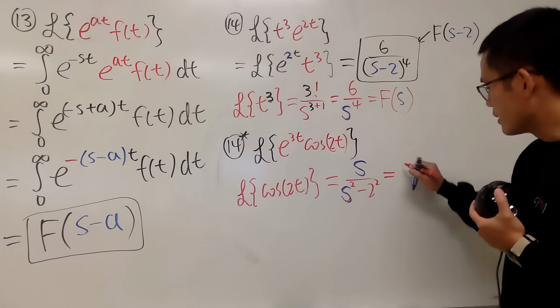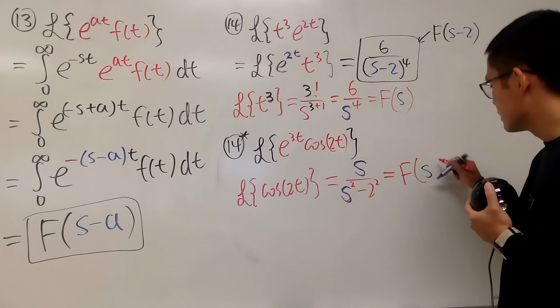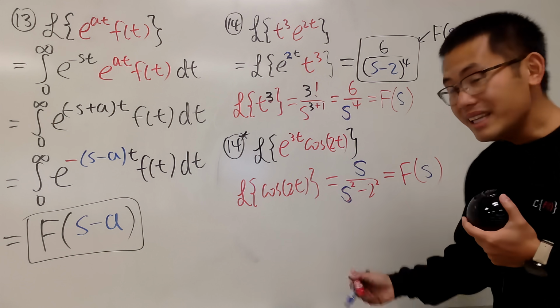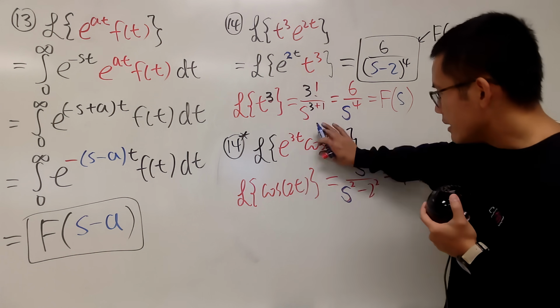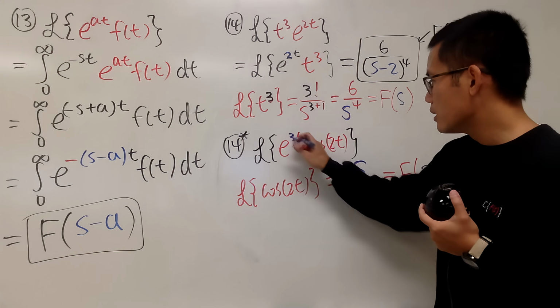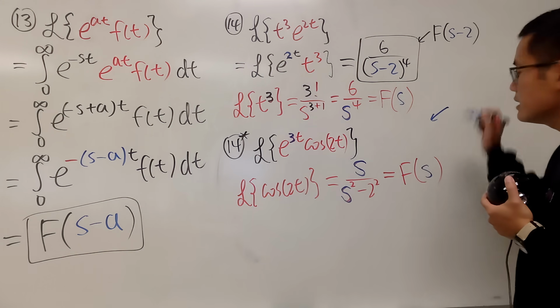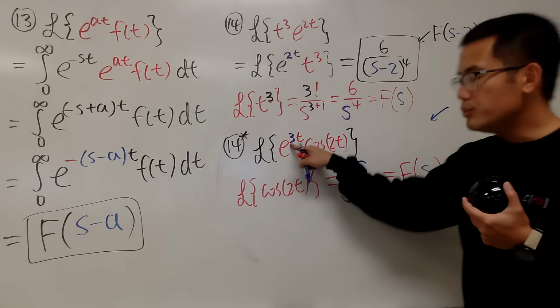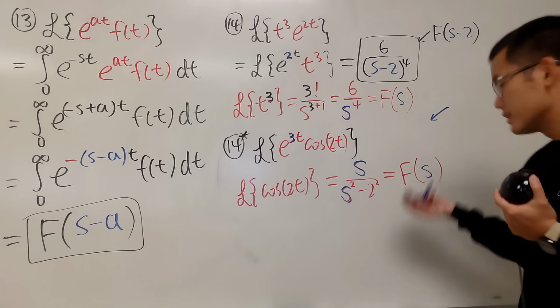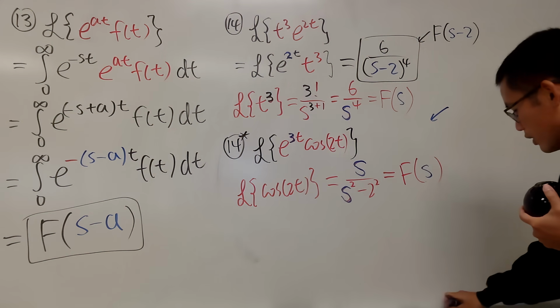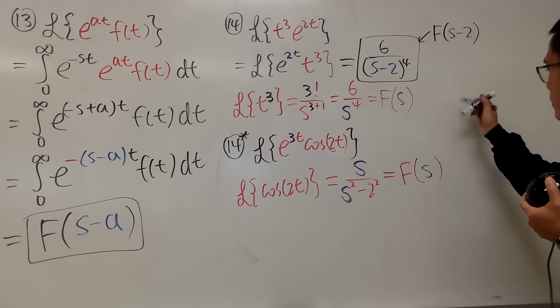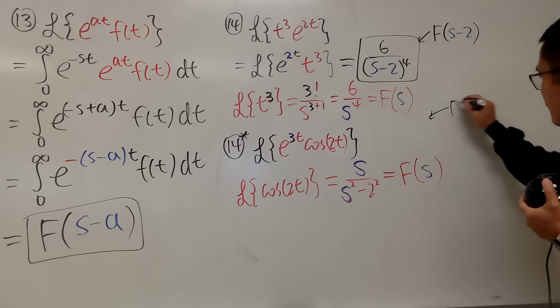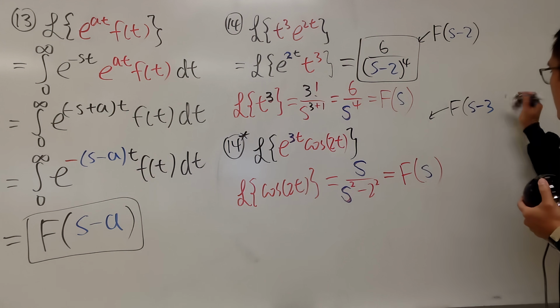So you know this right here is capital F of s. And right here, you notice we are multiplying this with e to the 3t. So what should the answer be? Well, we just have to do s minus 3 in the capital F. That's all. So we just have to make sure we end up with capital F of s minus 3.